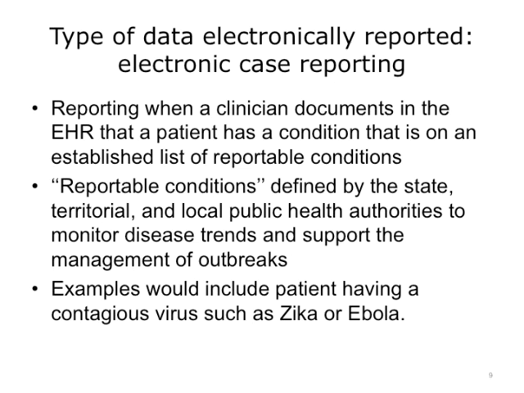Electronic case reporting to public health authorities is triggered when a clinician documents in the EHR that a patient has a condition that is on an established list of reportable conditions. The current list of reportable conditions is defined by the state, territorial, and local public health authorities to ensure that they monitor disease trends and support the management of outbreaks. Examples of notifiable conditions would include patients having a contagious virus, such as Zika or Ebola.